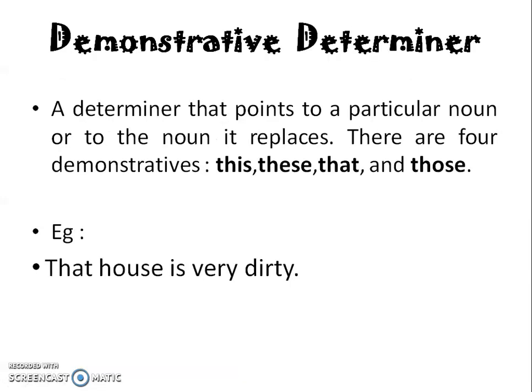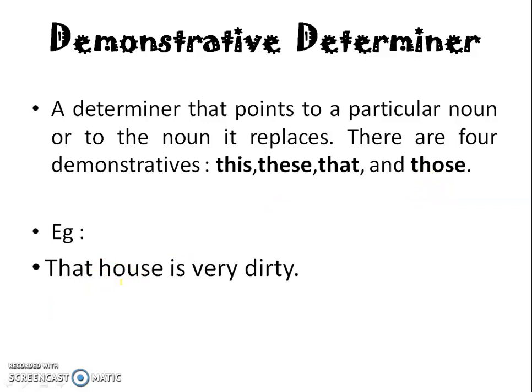So moving to the next one, that is the demonstrative determiner. It is the second point of the types of determiner. It is a determiner that points to a particular noun or to the noun it replaces. There are four demonstratives: this, that, these, those. So the example is, that house is very dirty.